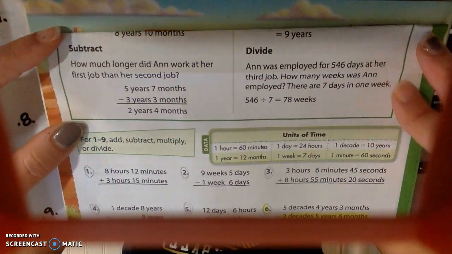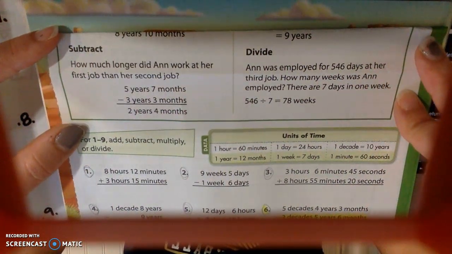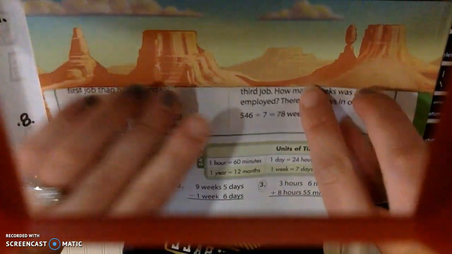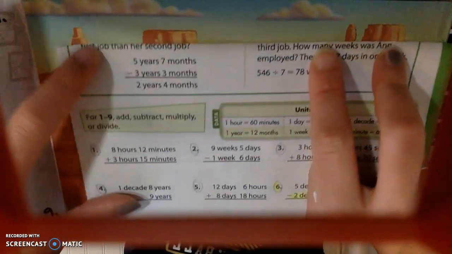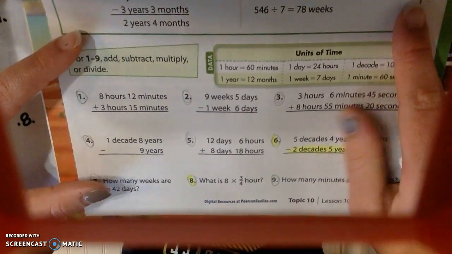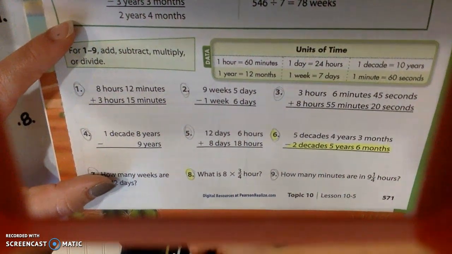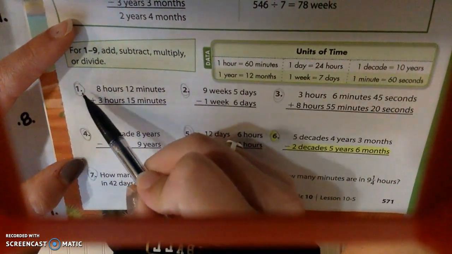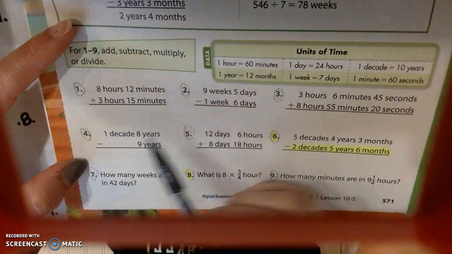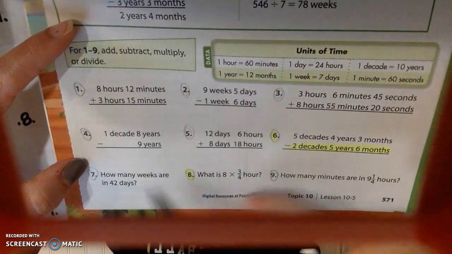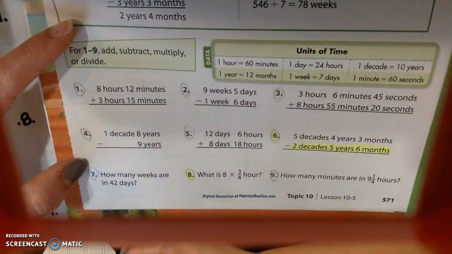Subtracting time and dividing time. So when we look at numbers 1 through 9 on this front page, I want you to circle all of them. These are going to be our homework problems. Okay, 1, 2, 3, 4, 5, 6, 7, 8, and 9.